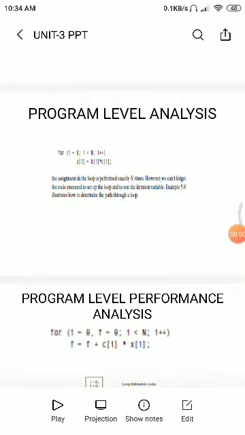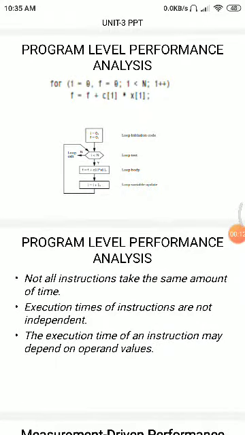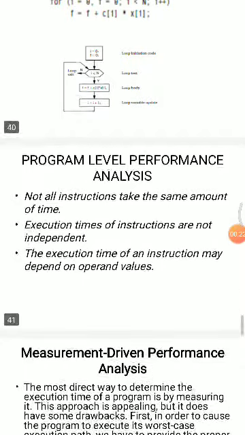Good morning to everyone. In the last class we have seen program level performance analysis. In this class we are going to measure program level performance analysis in various aspects. In program level performance analysis, not all instructions are executed in the same amount of time. The execution times of instructions are not independent. The execution time of an instruction may depend on the operand values.